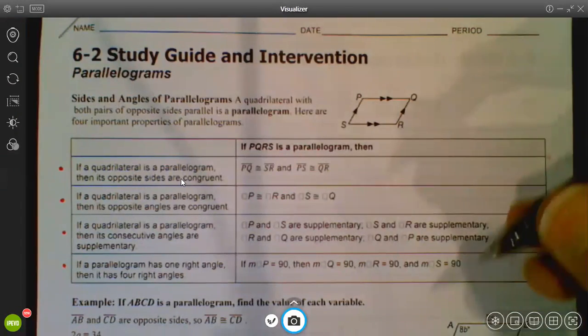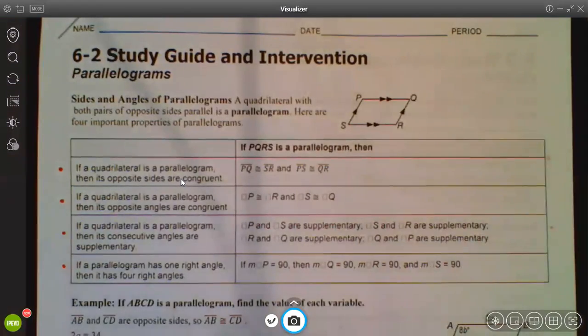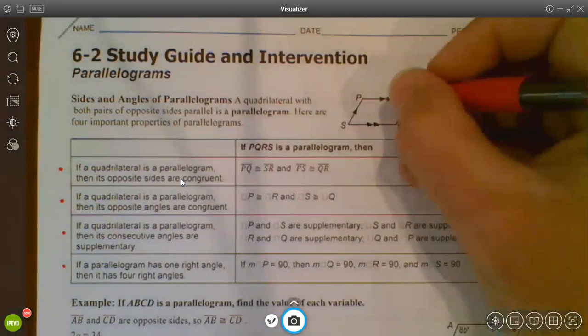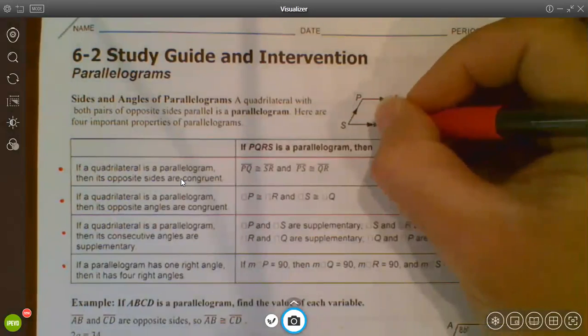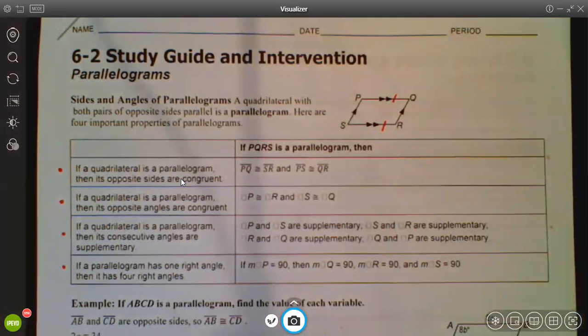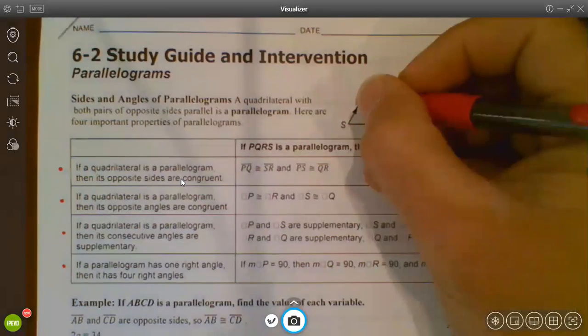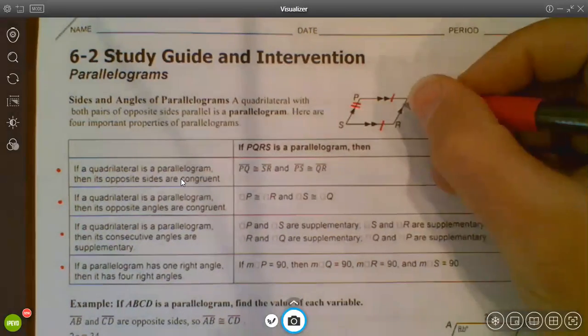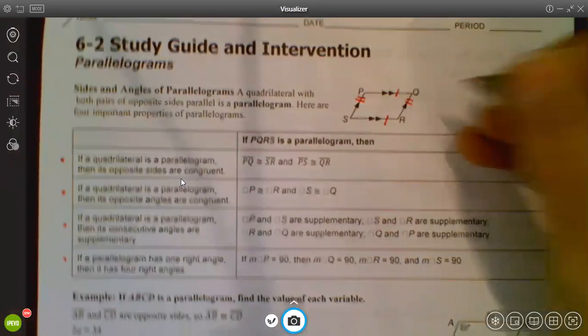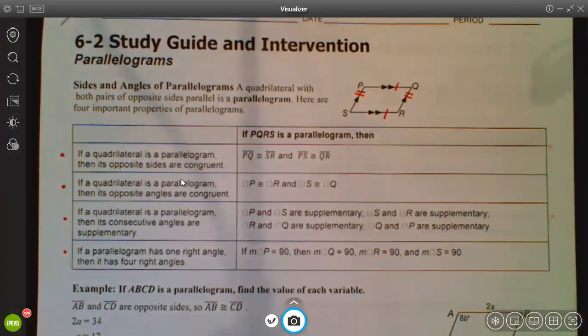When these are parallelograms, we know things like, let me do this in red so it stands out a little better, we know opposite sides are parallel and congruent. So the top and the bottom would be equal in length, and the left and the right would be equal in length. So opposite sides are congruent.